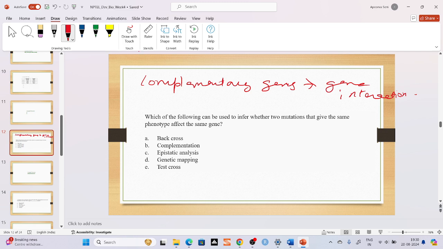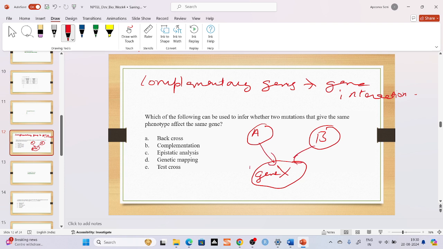So that means these are two mutations. Let's say there is one mutation A and another mutation which is B. Now this is a gene X. What they are saying is that these two mutations give the same phenotype. These two mutations are affecting the gene X.